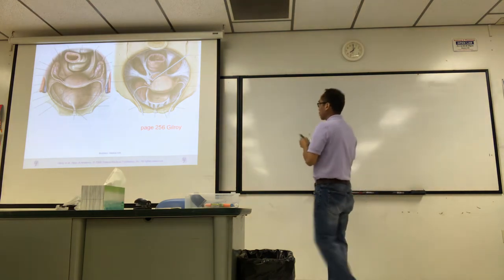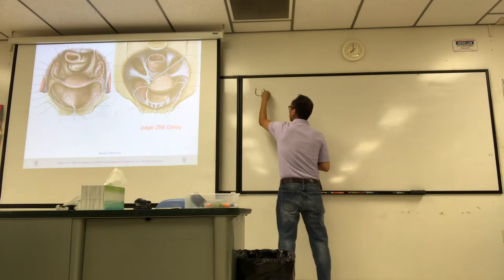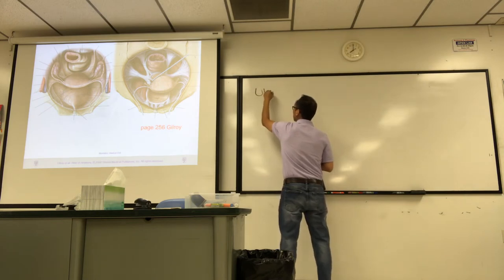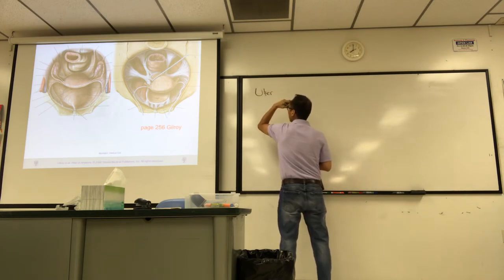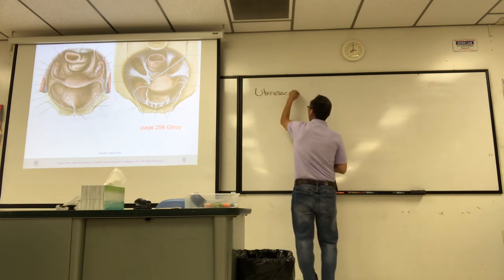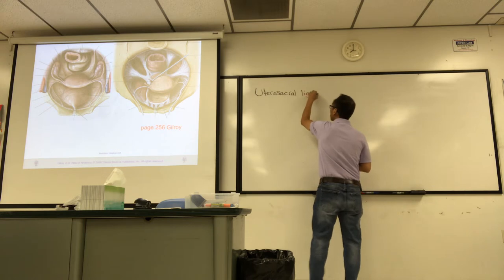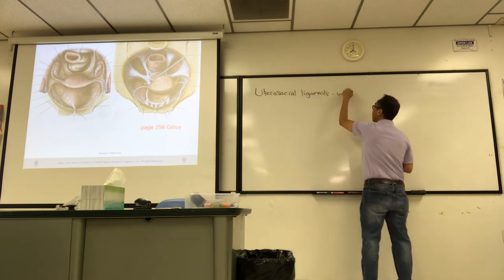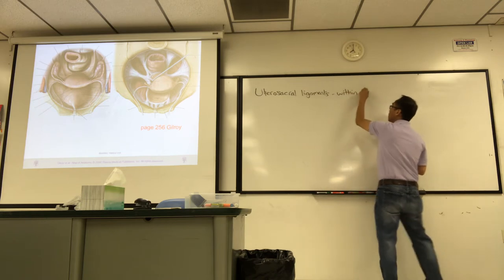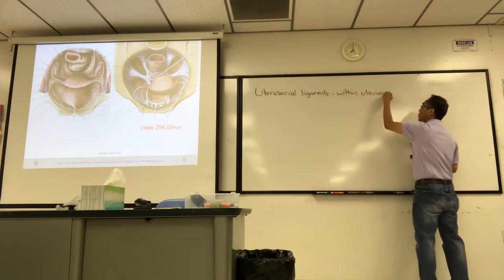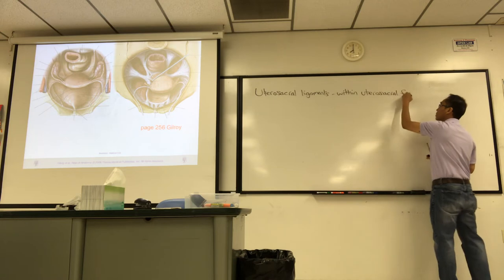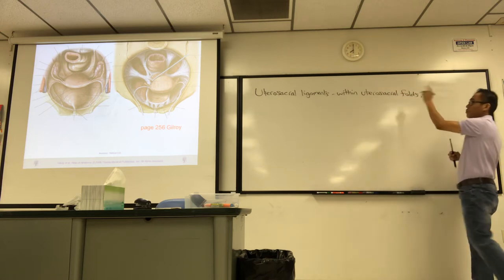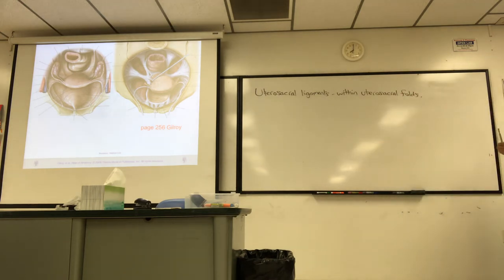All right, there's the uterosacral ligament. Uterosacral ligaments are located within uterosacral folds. So they're providing this posterior support for the uterus.